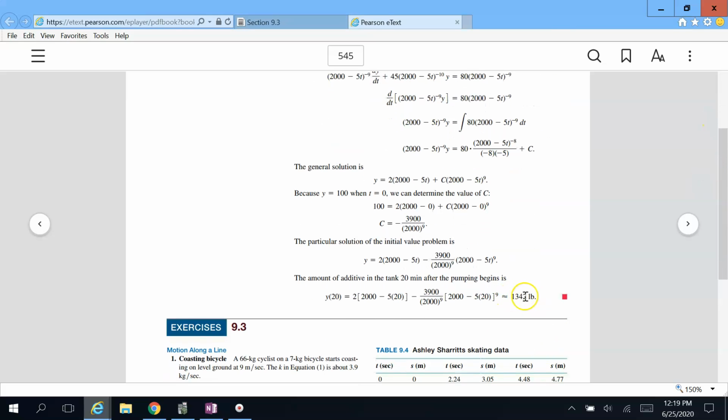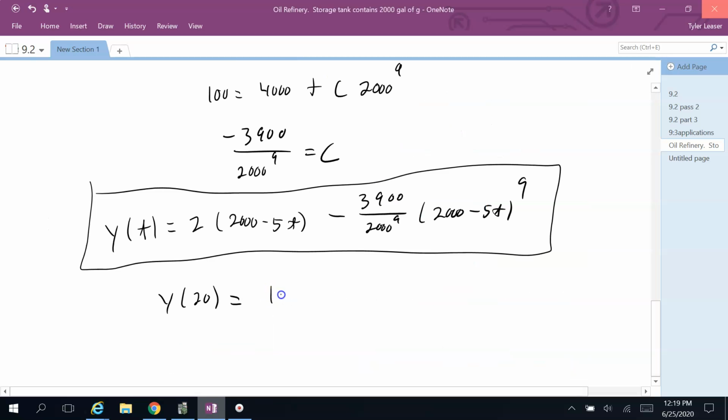There we go. So it's around 1,342 pounds. Okay, great. So these are these mixture problems using the first order differential equations.